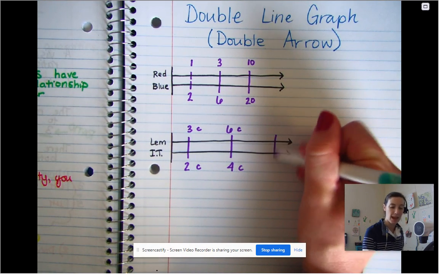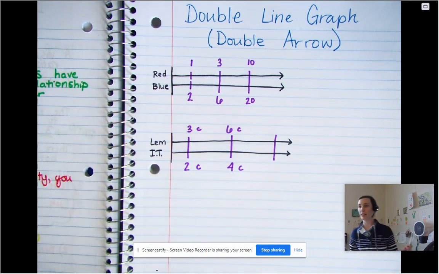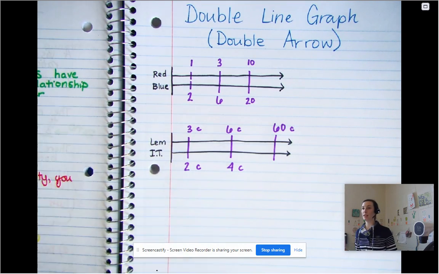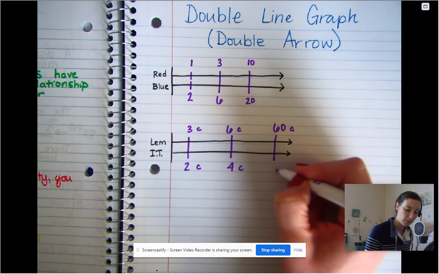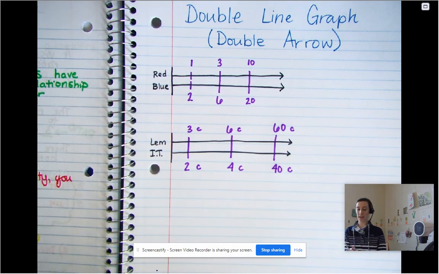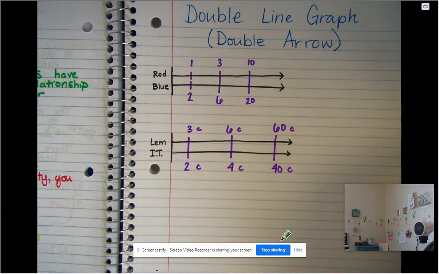What if I'm making a massive batch for a wedding, and I'm going to have 60 cups of lemonade? Then it would be 40 cups of iced tea. So there's the double line graph, what I'll probably refer to as double arrow. And now you know what it is.